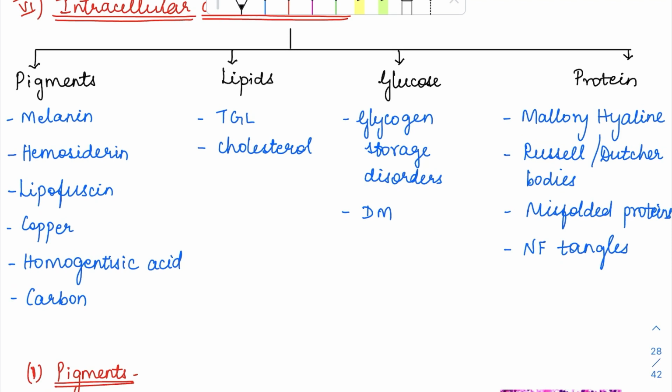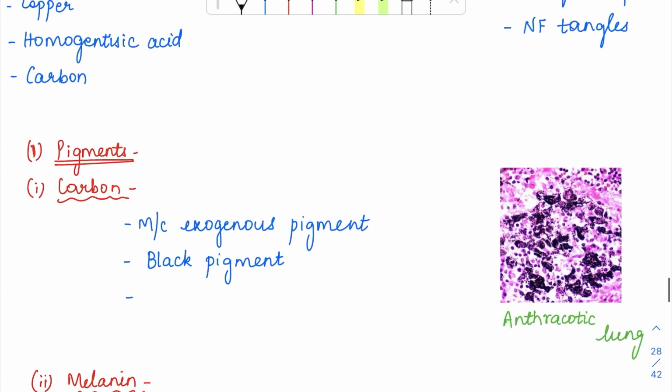Under lipids we have triglycerides and cholesterol accumulation. In glucose we have glycogen storage diseases and diabetes in which there is going to be glycogen deposition. In proteins we have various protein deposits, namely Mallory-Hyaline bodies, then Russell or Dutcher bodies, then misfolded protein accumulations and neurofibrillary tangles. So let's see one by one.